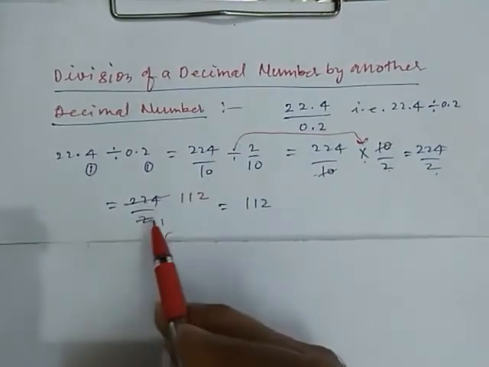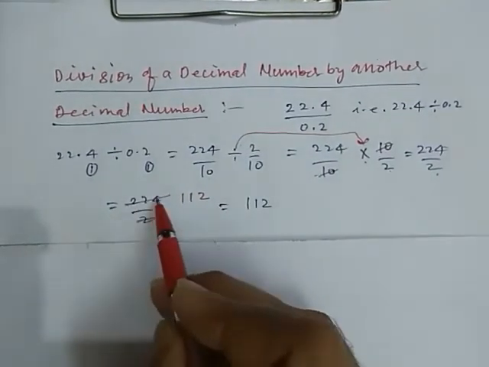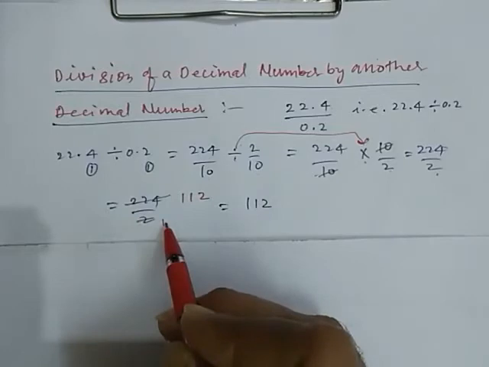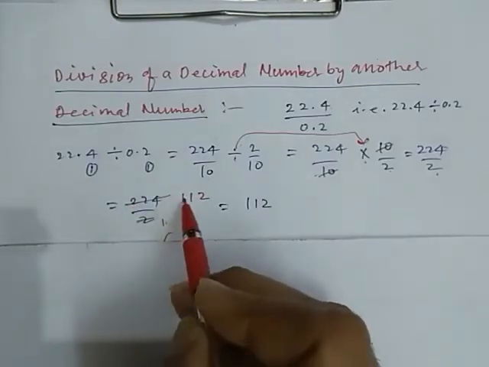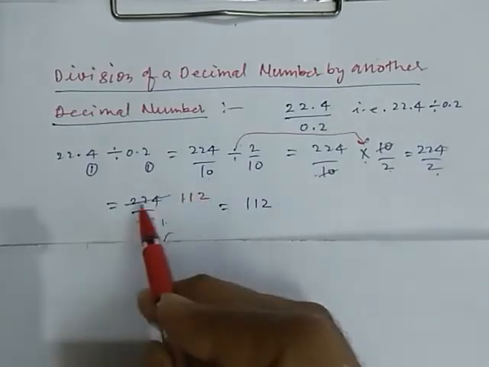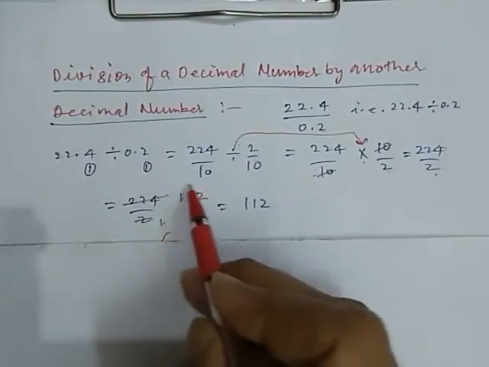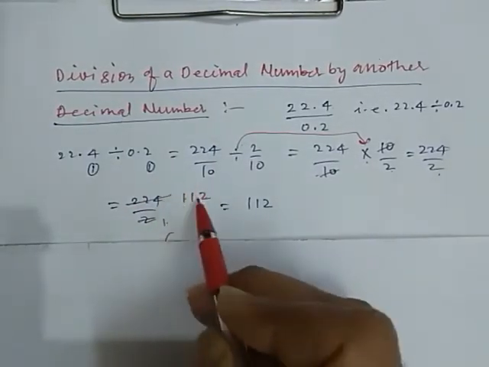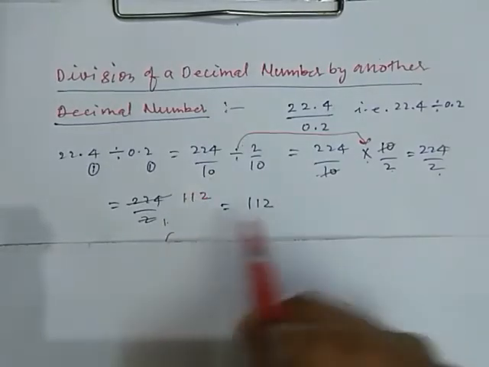Okay, so 224 by 2. We divide 224 by 2. 2 ones are 2, and 2 twos are 4 (in the tens and units places). Each is divided by 2, so we receive 112.